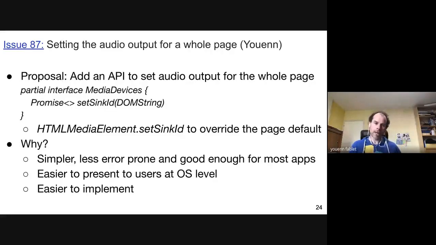So the proposal there is to add an API to set the audio output for the whole page, something like mediaDevices.setSinkId. And we would keep HTMLMediaElement.setSinkId to override the page default. My understanding is that it's simpler for most web pages and less error prone. It also allows web browsers to optimize things, to be able to present to users at the OS level what the audio output of this page is, which is nice. And for some operating systems, it's also much easier to implement as a first step, since all the audio will go to only one output for the whole page. Any feedback?